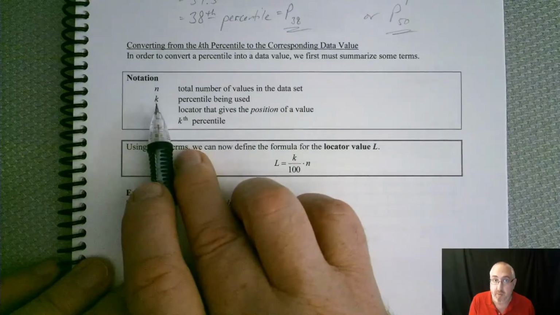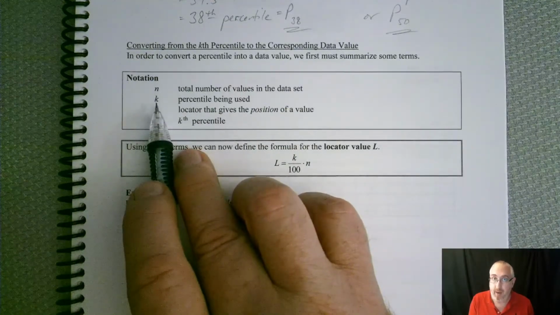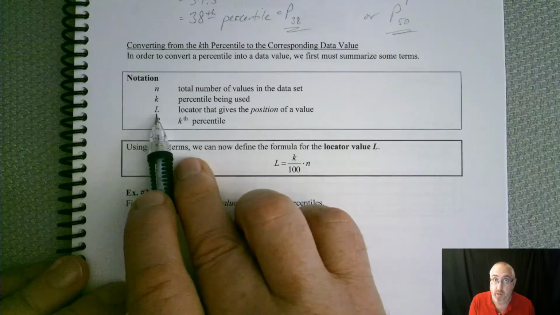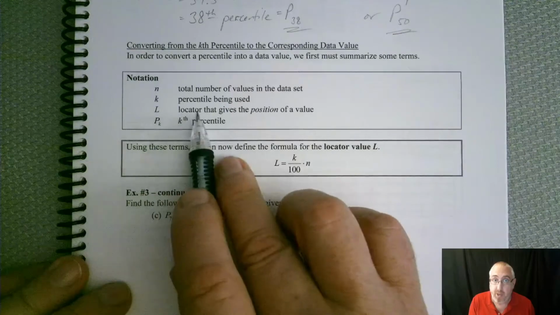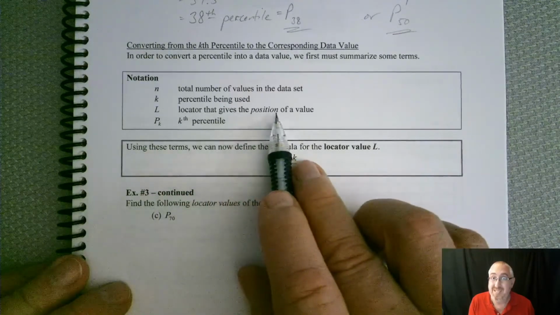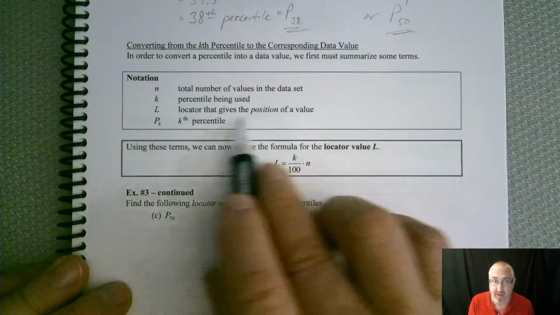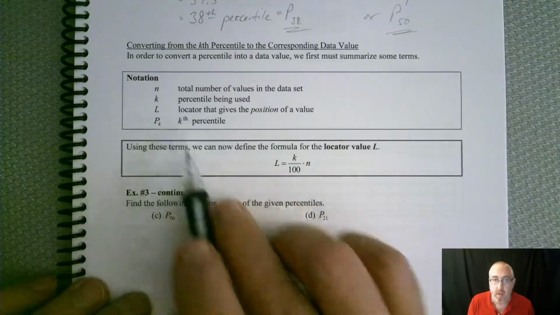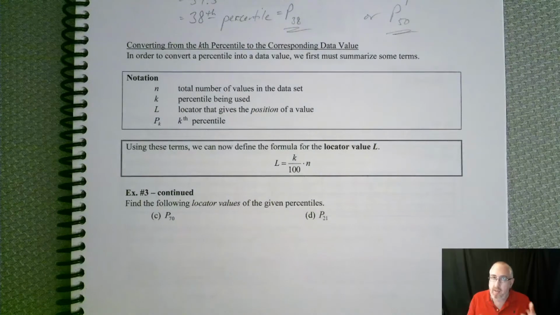K is the variable they use for the percentile that's being used. L is going to be a new variable, which we're going to explore. And that's going to be the locator. That helps give us the position of a specific data value. And then P sub K is the kth percentile. So L is what's going to be the first step of this process. We got to find the location.